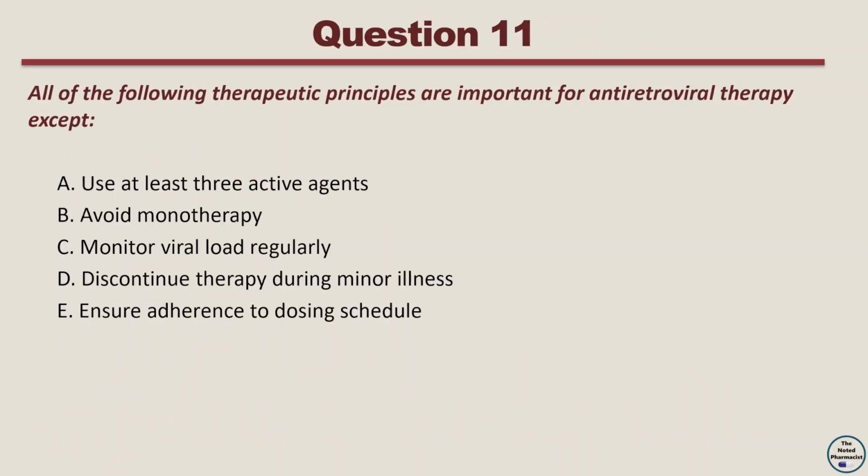Question 11. All of the following therapeutic principles are important for antiretroviral therapy except: Option A, use at least 3 active agents. Option B, avoid monotherapy. Option C, monitor viral load regularly. Option D, discontinue therapy during minor illness. Option E, ensure adherence to dosing schedule.